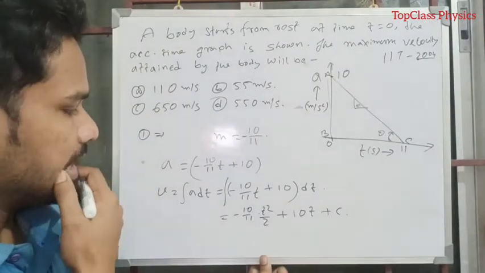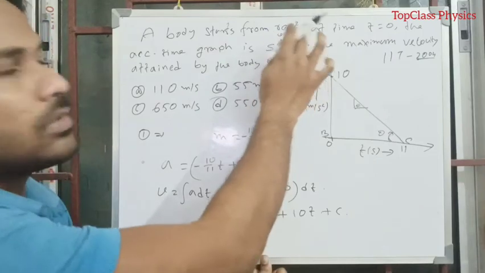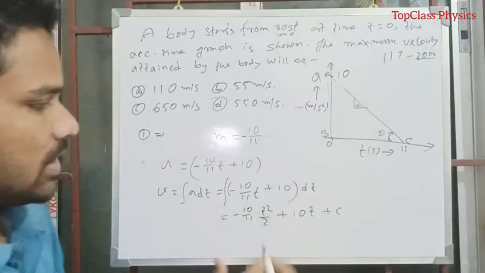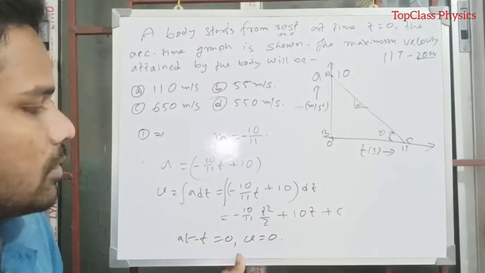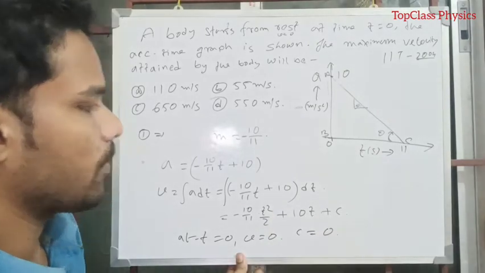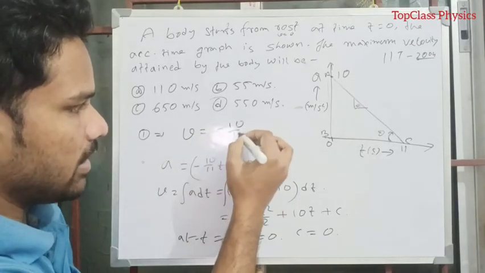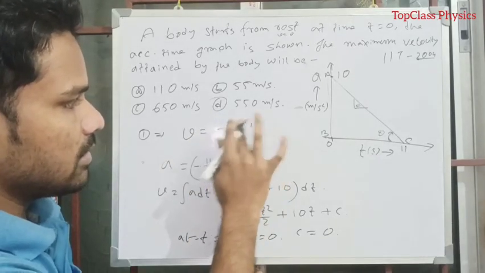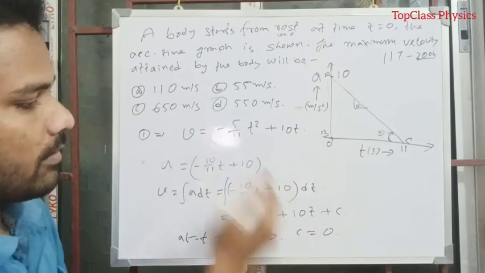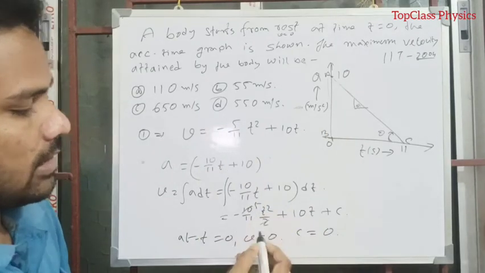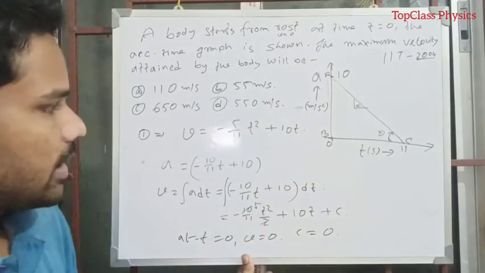Here one initial condition is that the body starts from rest, that means velocity is 0 at time t equals 0. If I put t equals 0, v equals 0, I get c equals 0. So our actual velocity equation is v equals minus 10 by 11 t square by 2 plus 10t, that is, 5 t square, because 2 and 10 cancel and I get 5. So v equals minus 5 by 11 t square plus 10t. This is our velocity equation.